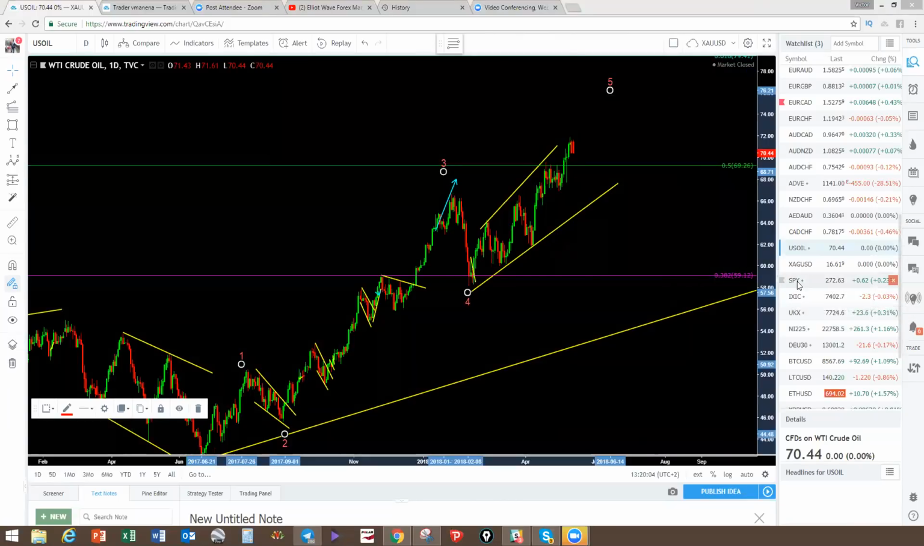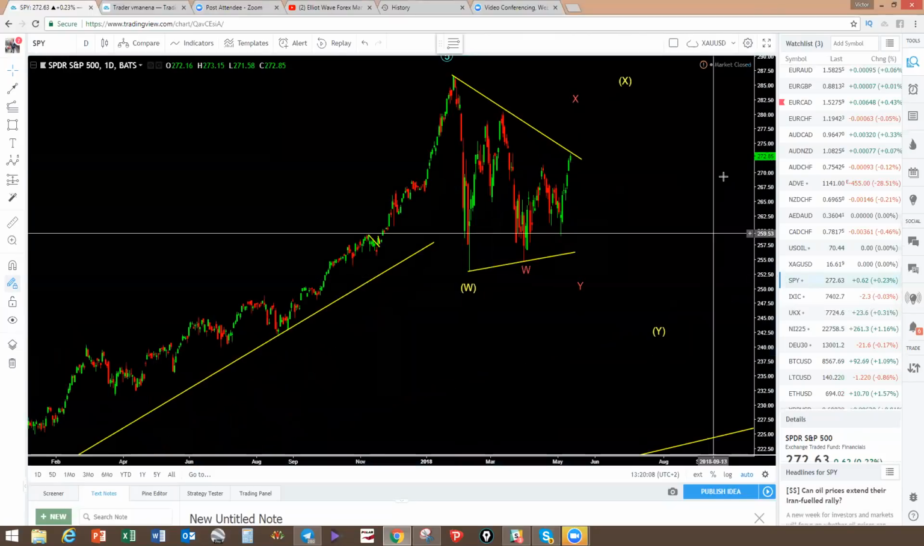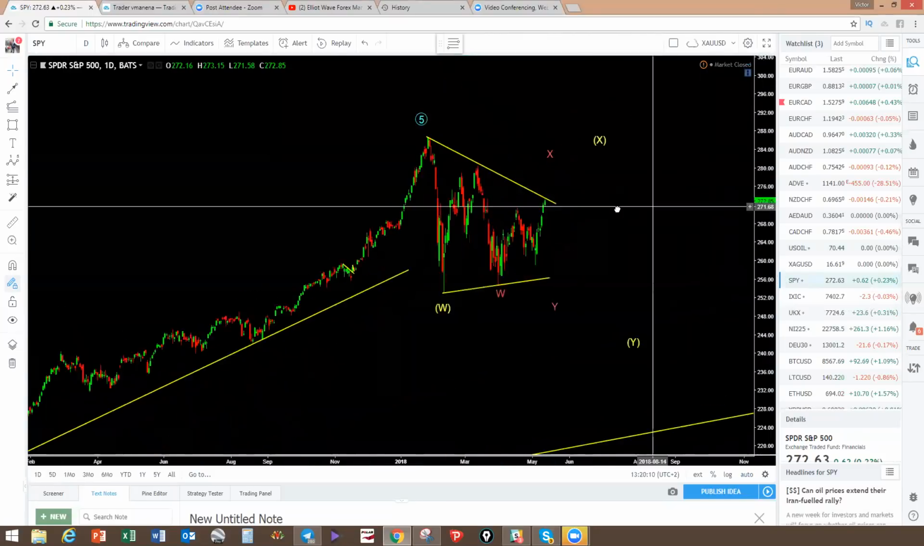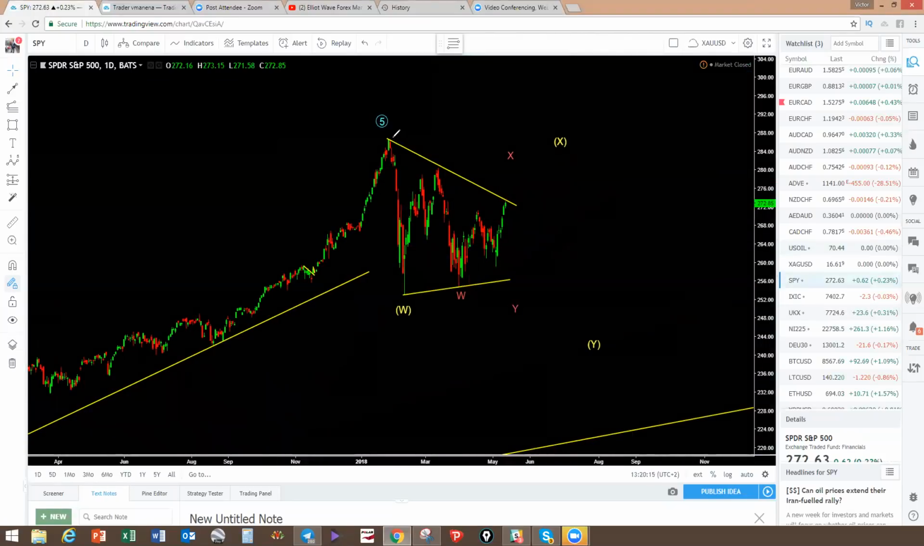Now let's look at the indices. S&P 500. Right, so S&P 500, we had this pulsing move to the downside.